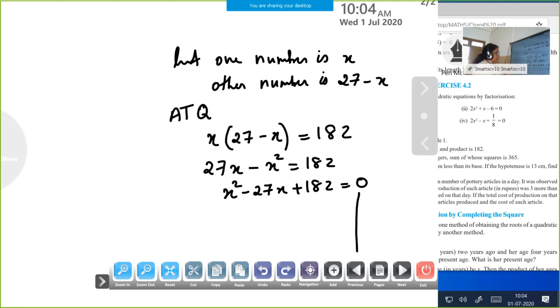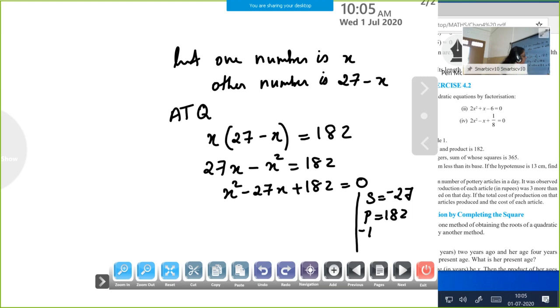Split the middle term, find the value of x. What are the values of x? Middle term, the sum is minus 27 and the product is 182. Then what are the numbers? The sum is negative and the product is positive, which means both are negative numbers.